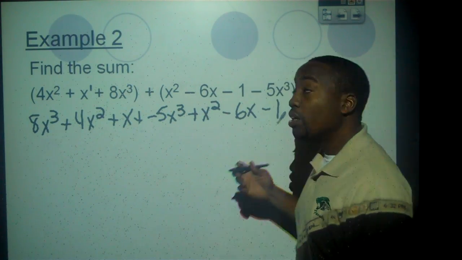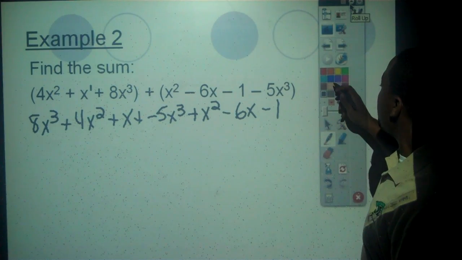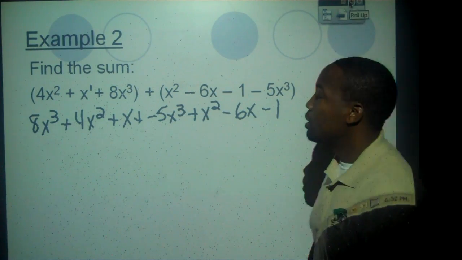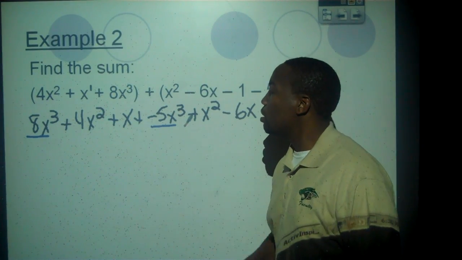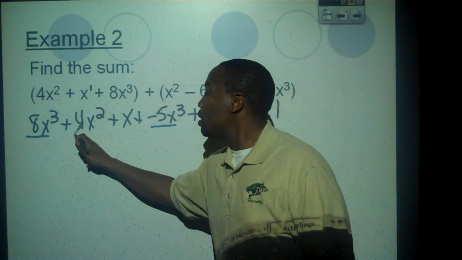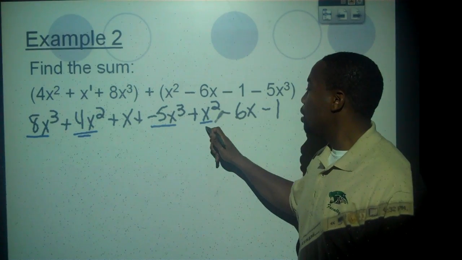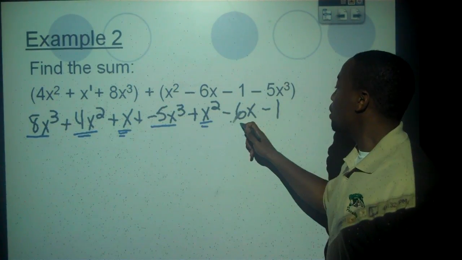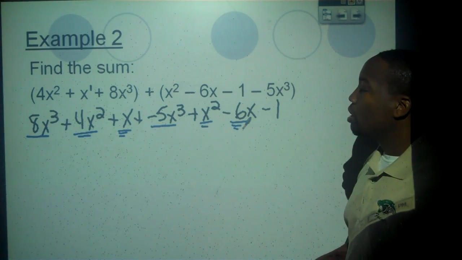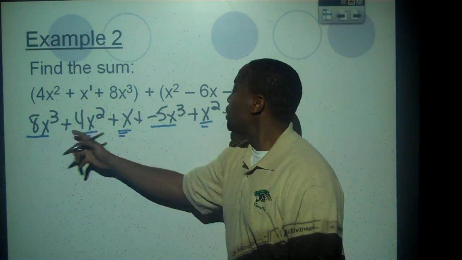Now let's go ahead and start underlining what's alike. So let's use a different color. Let's use blue. Change it up. So underline this once. Underline this once. My next one, I'm going to underline this twice because this is alike this one. I'm going to underline this one 3 times. And this one's alike, so underline this one 3 times. Now what do we do? Bring the like terms together.